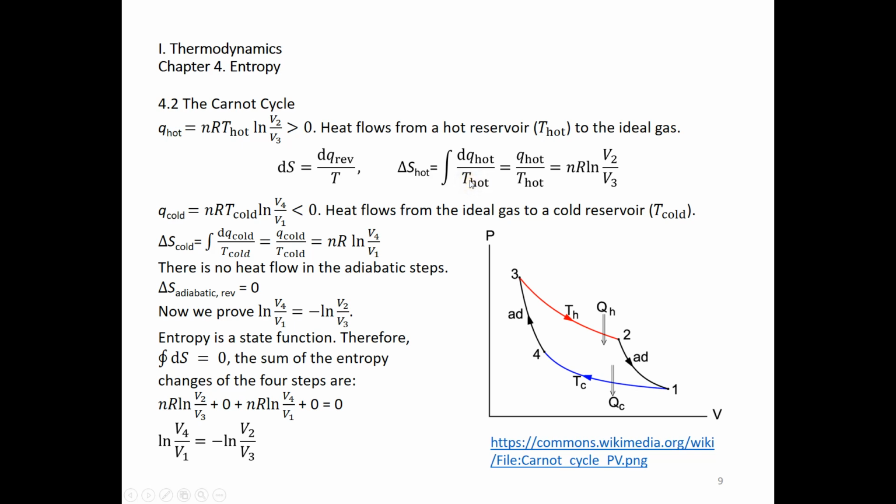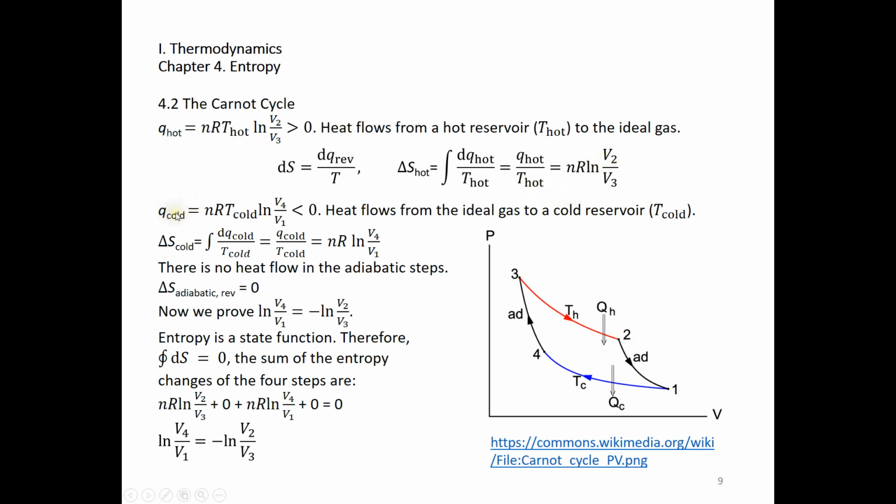Because T hot is constant, we can take this T hot out of this integral. Then we have the integral of dq hot. The integral of dq hot is just q hot. Now we have q hot over T hot. We get this expression. All right, we have this expression for the entropy change of this ideal gas under a constant temperature condition. In this isothermal expansion, temperature is constant, volume increases, entropy increases.